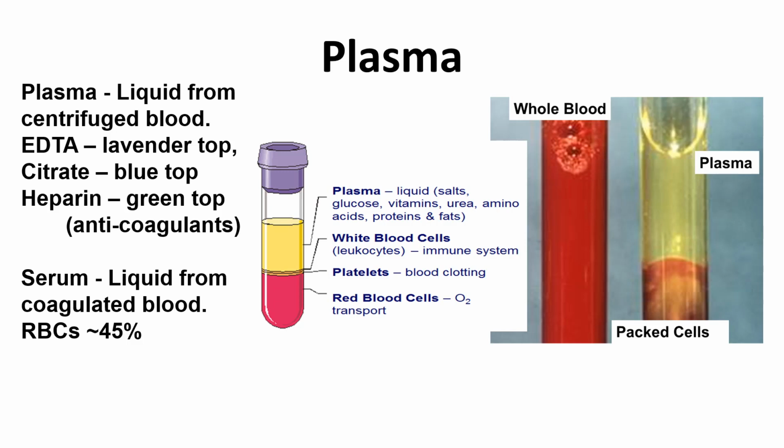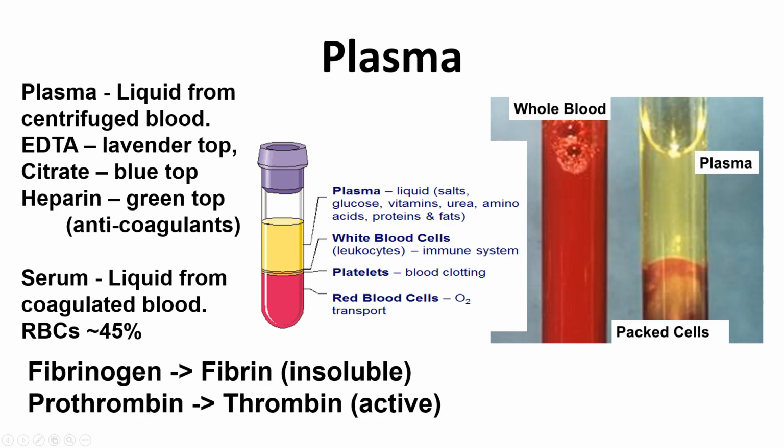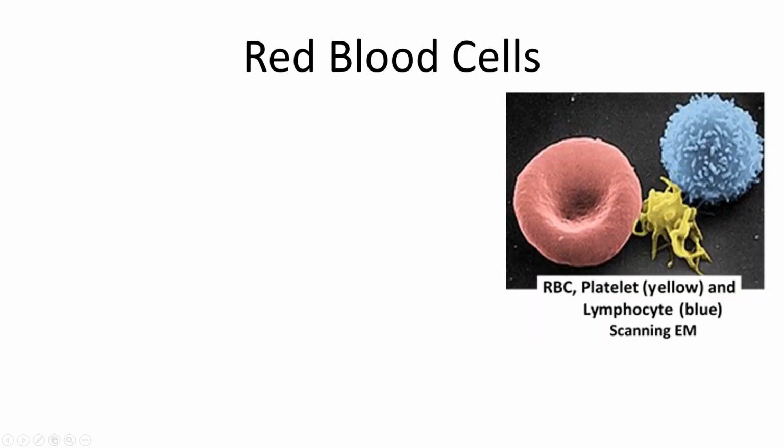Serum is the liquid from coagulated blood, and the red blood cells make up about 45% of the blood, so they're the major component down there. In serum, fibrinogen gets converted to fibrin, and fibrin's insoluble. That's what forms the clot. Prothrombin is activated to thrombin, which is an active serine protease enzyme that converts fibrinogen into fibrin.